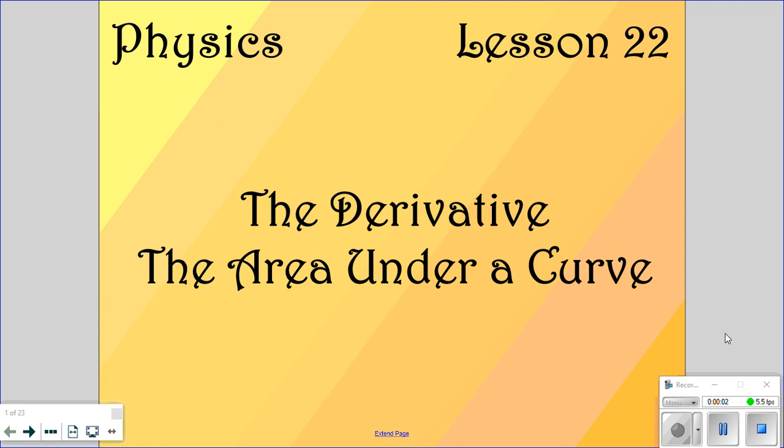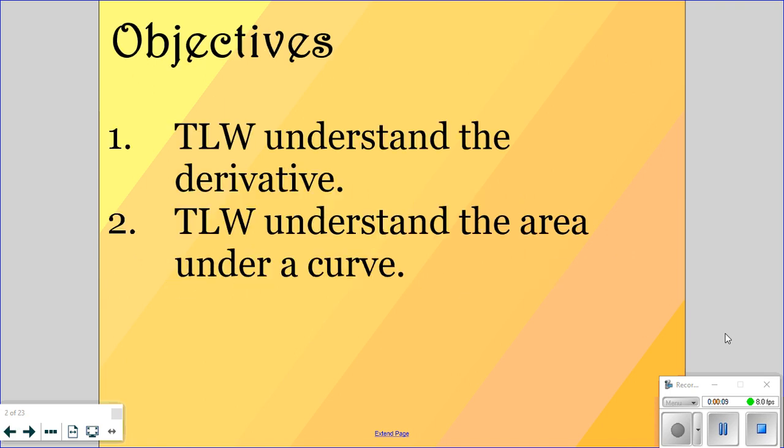Alright, so we're looking at lesson 22 today. We're going to look at the derivative and then the area under a curve. Hopefully after this lesson you'll understand the derivative and the area under a curve. These are actually both calculus concepts, and you'll notice as we go throughout physics that we use calculus a little bit, especially those of you that are taking calculus this year. You'll see how they kind of mesh together. Physics and calculus have a lot in common.